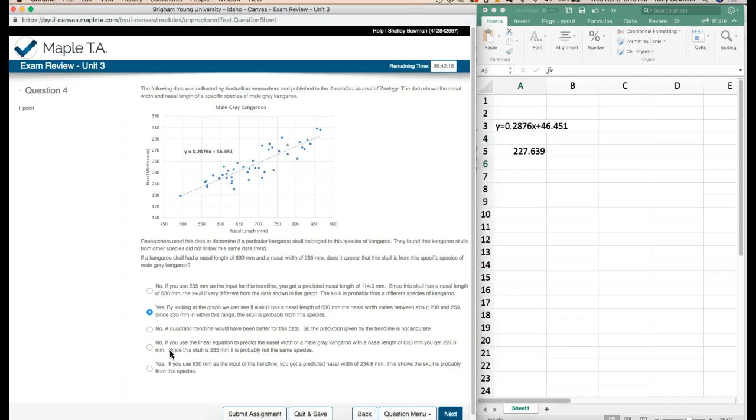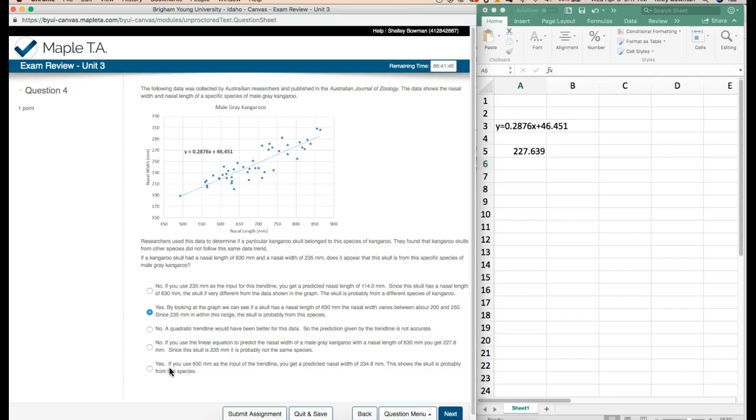The next, no, if you use the linear equation to predict the nasal width of the male gray kangaroo with a nasal length of 630, you get 227.6, which we did. Since this skull is 235 millimeters, it is probably not in the same species. We can see that there's quite a range here. It doesn't have to be exact because this is just the trend line. And we see this spread here. They aren't going to all be the exact 227, just like humans aren't going to be exact.